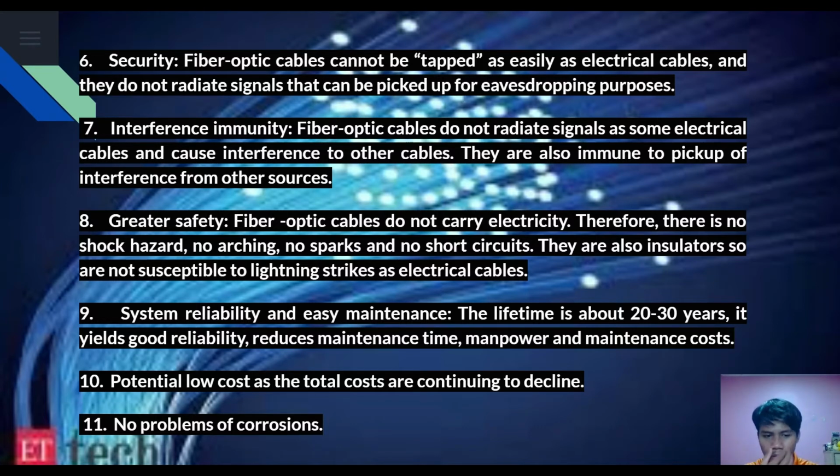For the next one, system reliability and easy maintenance. The lifetime is about 20 to 30 years, so it yields good reliability, and it can reduce maintenance time, manpower, and maintenance costs. As we know, there is potential for low cost in continuing the system of fiber cable. When we use fiber cable, there are no problems of corrosion.